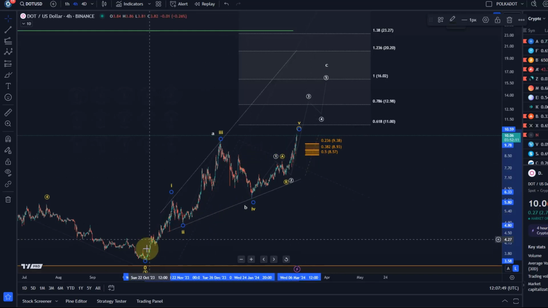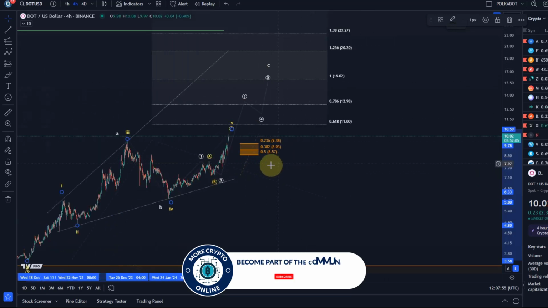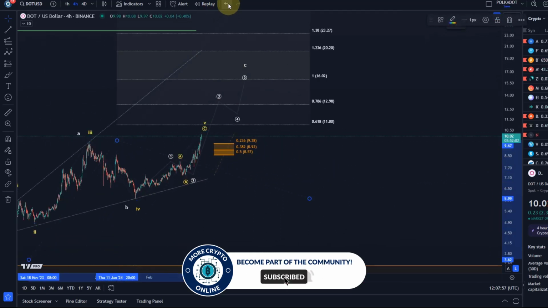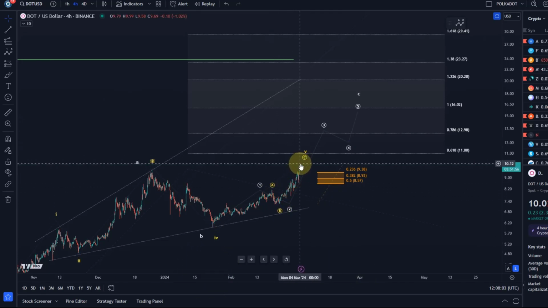So at the moment, we are still dealing with this yellow count. We had a 1, 2, 3, 4, a deep wave 4, and this could be wave 5. In that scenario, wave 5 would be an ABC structure. The wave C could be an impulse. It's just not clear, that microstructure, but next resistance could be found at $11.